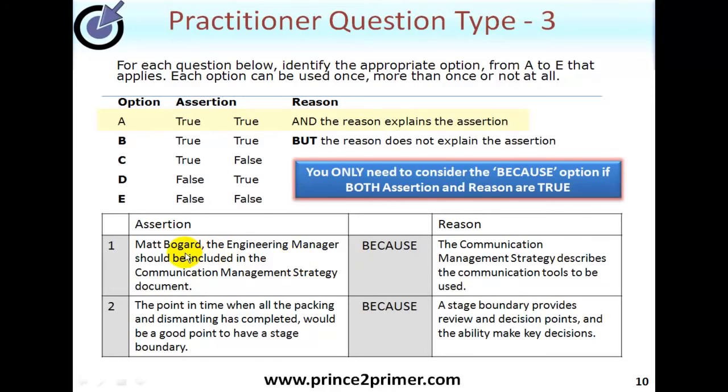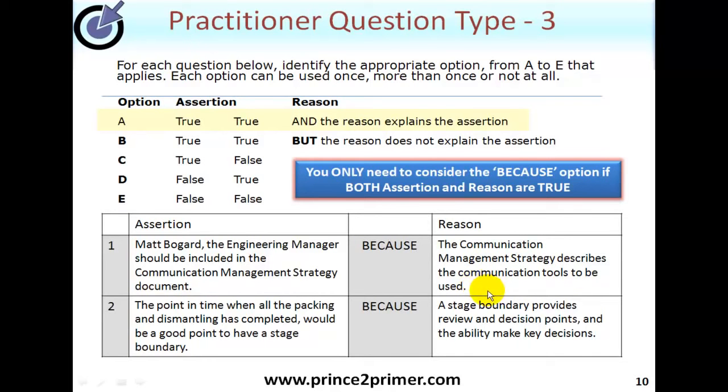Matt Bogard, the engineering manager, should be included in the communication management strategy document. Well, it's just an example, and because you haven't read the invented scenario that I have, you wouldn't know whether that was true or not. But let's imagine it's true, that the engineering manager should be involved in the communication aspects of the project. So I would actually put a small T here, or a check mark if you wish. Then I go to the other side. The communication management strategy describes the communication tools to be used. Well, this is a factual question, and the answer is yes, it does. So that would be a T as well.